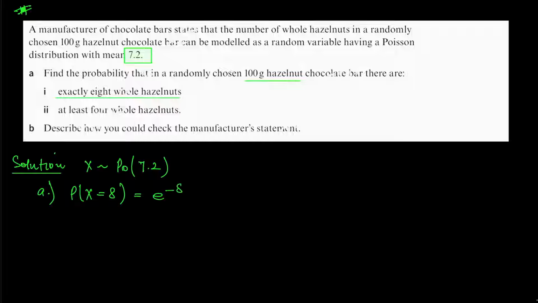That is e raised to the power minus 7.2, then bracket open, then 7.2 raised to the power 8 over 8 factorial. When we solve this using a calculator, we will get our final answer for the given question as 0.134. This is the answer, right? After using the calculator. Now moving further, let's solve the second part. This is your first part of A. We are now dealing with the second part of A.